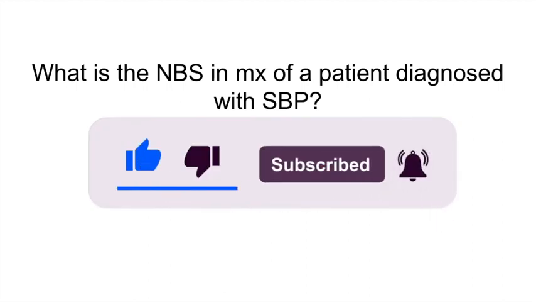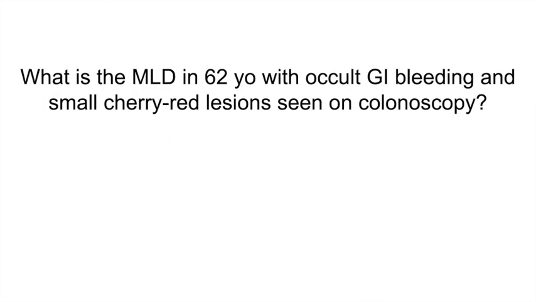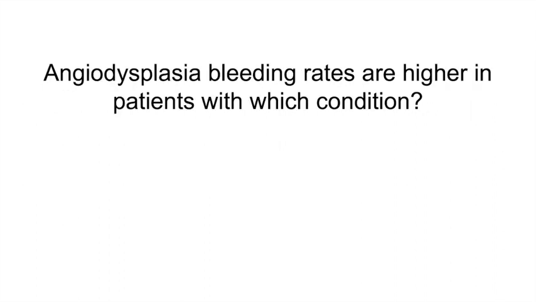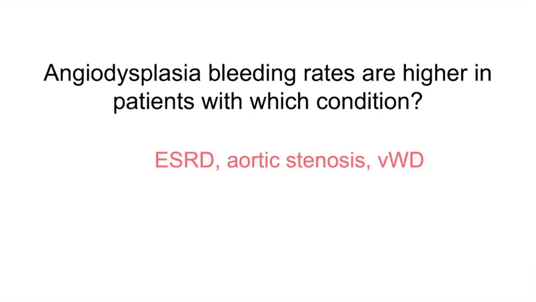What is the most likely diagnosis in a 62-year-old with occult GI bleeding and small cherry red lesions seen on colonoscopy? Angiodysplasia. Angiodysplasia bleeding rates are higher in patients with which condition or conditions? End-stage renal disease, aortic stenosis, and von Willebrand's disease.